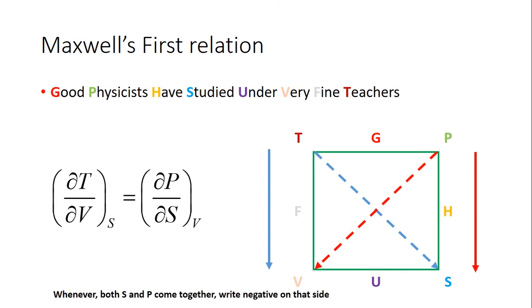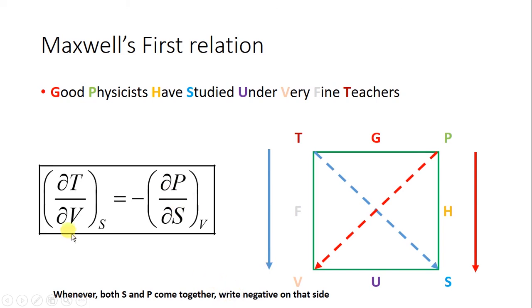Now one rule which you have to remember is whenever both S and P come together, we have to write negative on that side. Don't forget about this. So what equation you will get? The first Maxwell equation will be ∂T/∂V at constant entropy equal to minus ∂P/∂S at constant volume. Don't forget about the negative sign.